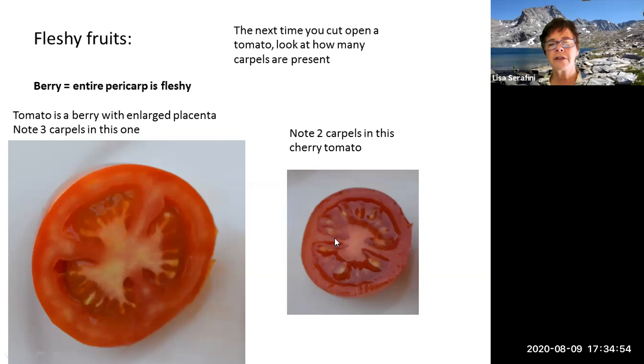All right, fleshy fruits. So a very common fleshy fruit is a berry. And surprise, surprise, tomatoes are berries. So in a berry, all that means is the entire ovary wall, the entire pericarp is fleshy. So we already looked at this picture. Notice we had three carpels fused in this one. Notice in this one, we've got two. So cut open your tomatoes. See how many carpels are in there. It's kind of cool. And see that nice enlarged placenta. But the main thing is this pericarp is fleshy, so it's a berry.